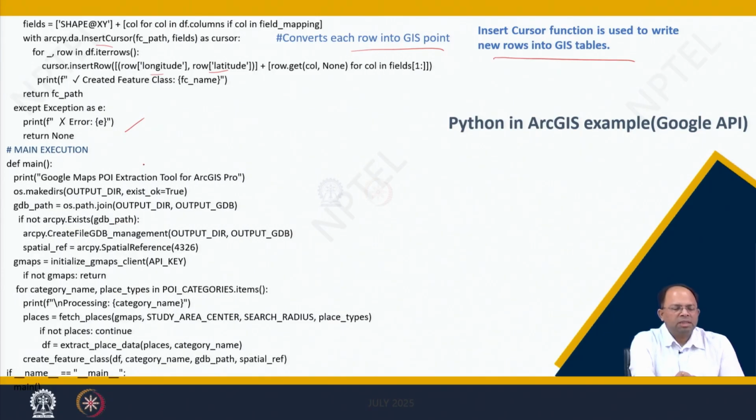Finally, we call the main function, and this is the main execution. We first try to connect to the database, and if it is not there, we create a new one. Then for the different items, it fetches the places first, then extracts the place data, and then creates the feature class, where all this becomes part of the GIS. All the data fetched using the Google API becomes part of the GIS layer that we are creating here.